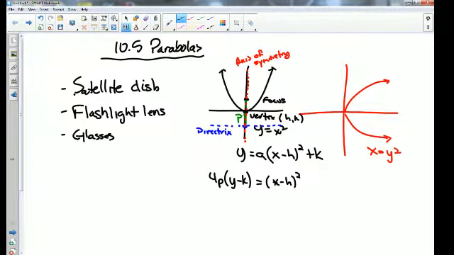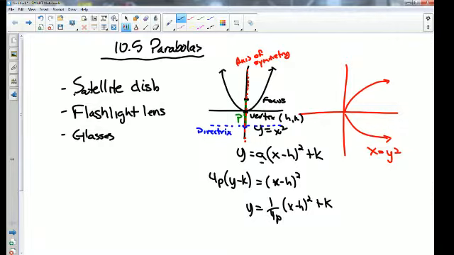This is what your book writes. Exactly. Okay. So I want to transfer it to this format because that's what we know, right? So I divide by 4p, correct? And add k. So y equals 1 over 4p times (x minus h) squared plus k. They look pretty similar now, right?